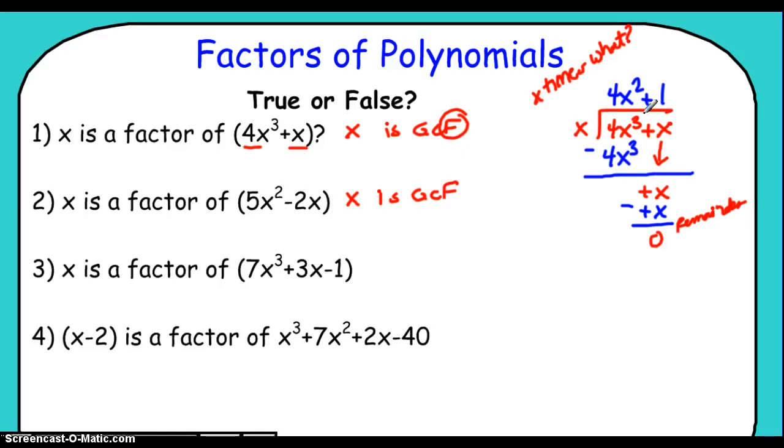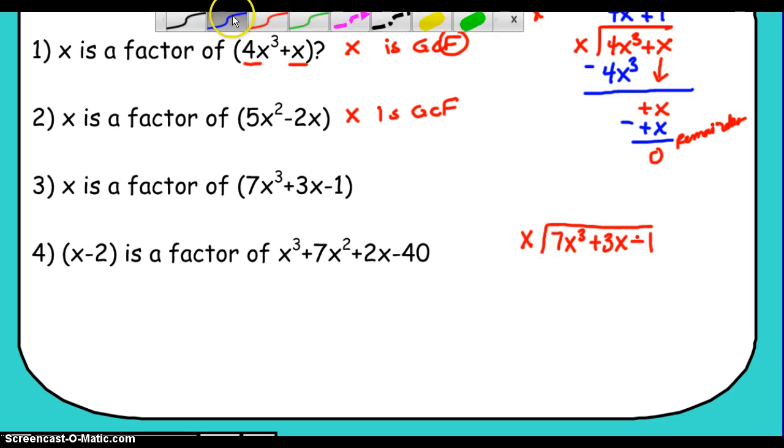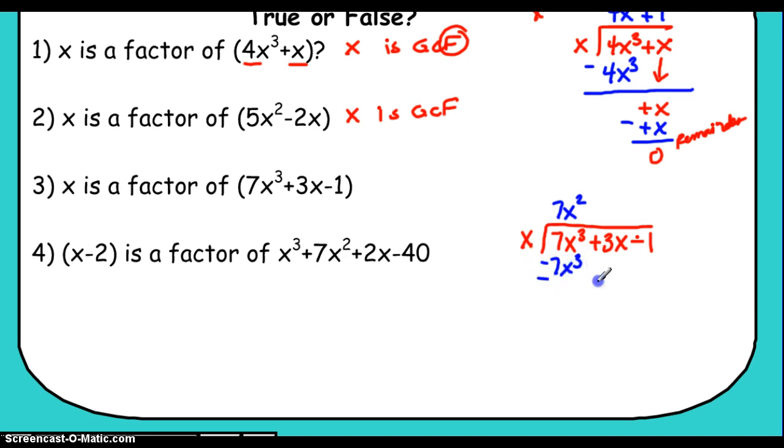In number 3, if I'm walking through that problem, it's not a GCF, but maybe it still is a factor. Maybe it's not the greatest common factor. So my setup would be x, and I'm dividing 7x cubed plus 3x plus 1, minus 1, excuse me, by x. So I ask myself the question, x times what gives me 7x cubed? X times 7x squared. So it'd be 7x cubed. Subtract that, that's 0.